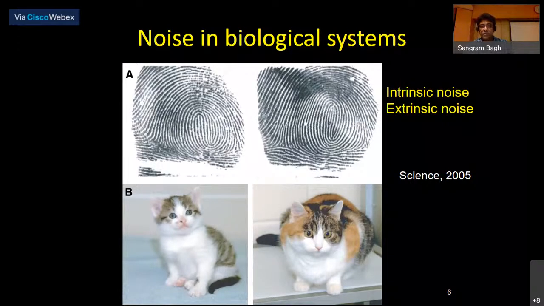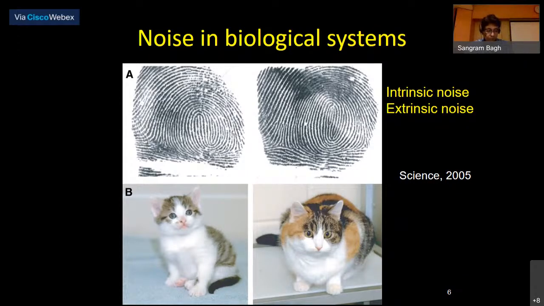And in the bottom panel, this small cat is actually cloned from this mother cat, right? So in both cases, they have the same genetic information. Yet you'll see there is a difference either in the thumb impression of the identical twins or even in the cloned cat, the color of their back or skin, or how the arrangement of the spots is different even in a cloned cat. So why are these differences coming when we have exactly identical genetic information? And scientists believe that is coming from noise. So the noise developing at the gene expression level gets propagated and is manifested in the whole phenotype.